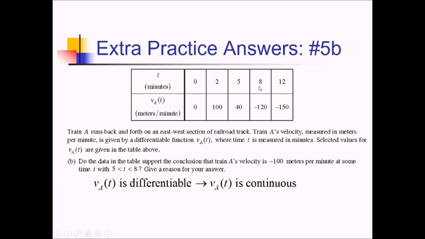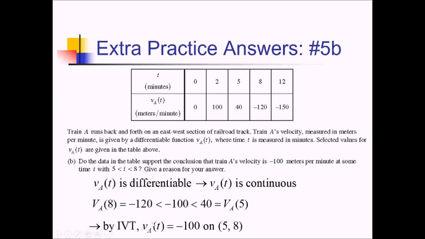We see that VA of 8 is negative 120, and 5 is the other one. VA of 5 is 40. Now the key here is that negative 100, the value we're looking for, is actually between negative 120 and 40. Since this is a continuous function, there's no way to get from negative 120 to 40 without also going through negative 100. Therefore, by the intermediate value theorem, VA of t has to equal negative 100 somewhere on the interval from 5 to 8.